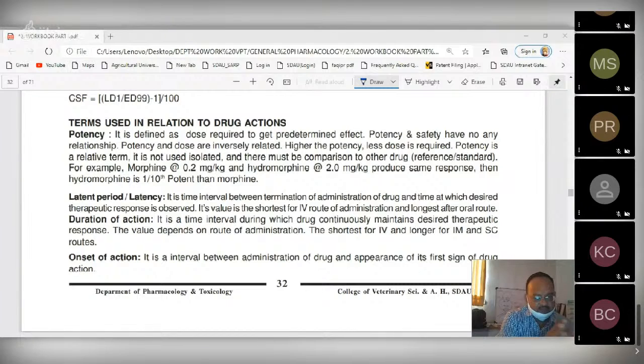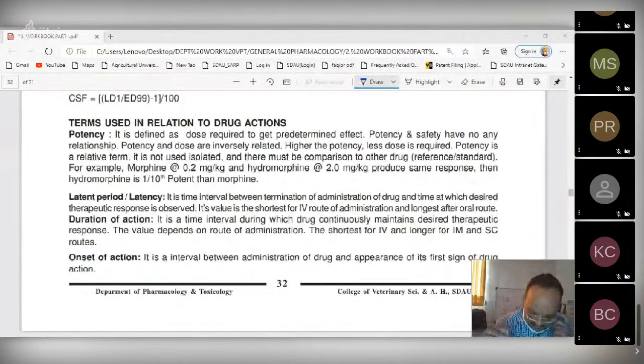Say for example, we have drug A and drug B. Now A produces the desired therapeutic effect at 10 milligram and drug B produces the desired therapeutic effect at 1 milligram. So which one is more potent? Drug B is more potent. Why? Only a small amount of the dose is required. So B is more potent than A.